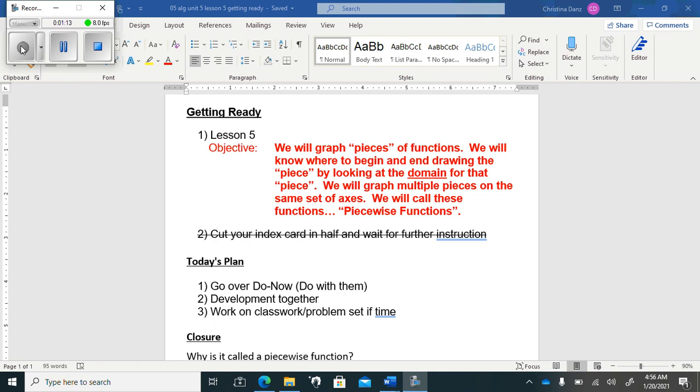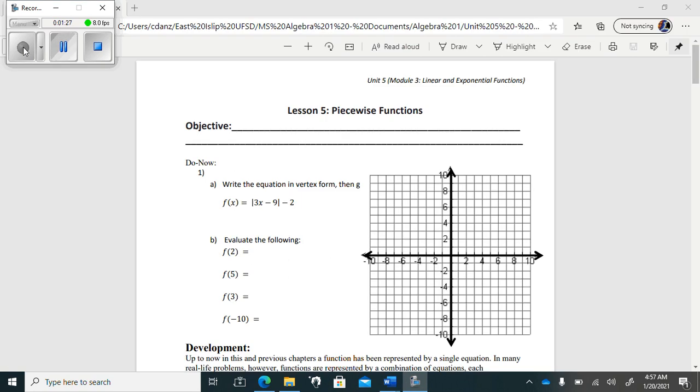I am going to do the do now with you and the development, and then you get to start your classwork and homework. So you're really finishing the lesson for homework. So this do now is review of our absolute value functions.